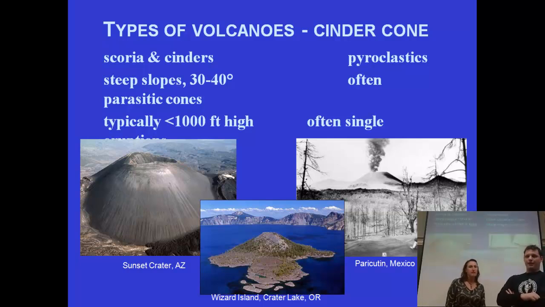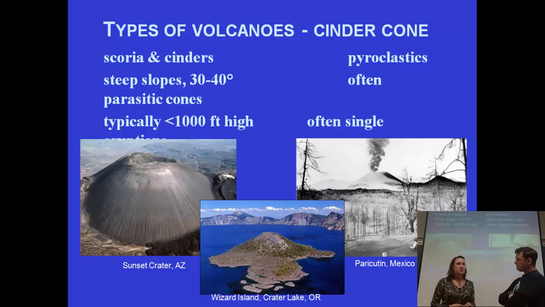All right, the last one here is the cinder cone, and we also watched a video about this one, Paricutin, and we said we were going to talk more about it when we got to this segment. So what do we know about these? Paricutin volcanoes are the smallest, only about 1,000 feet high at the most. They are volcanoes you're going to be able to see if you're looking out on a landscape. Being small, they tend to be very steep-sided.